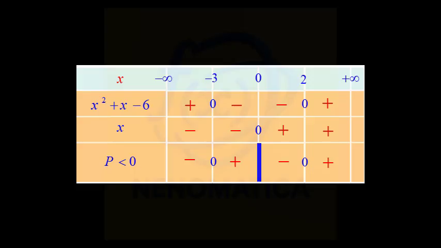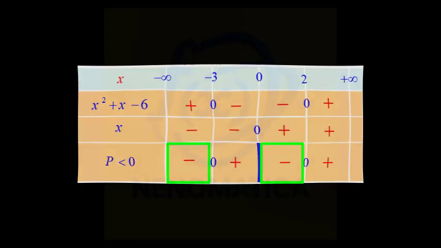Step 5. Our inequality is strictly less than 0. From the p of x row, the negative intervals are x less than -3, and 0 less than x less than 2. Remember that x equals 0 is excluded because the expression is undefined there. So the solution set is all real x with x less than -3, or between 0 and 2.